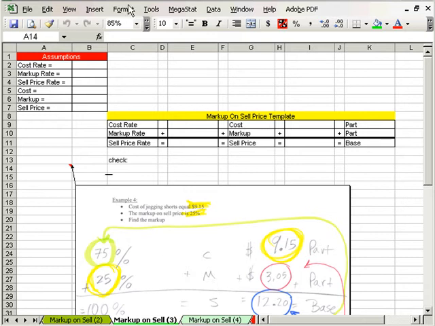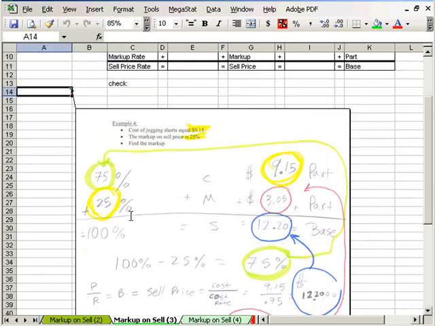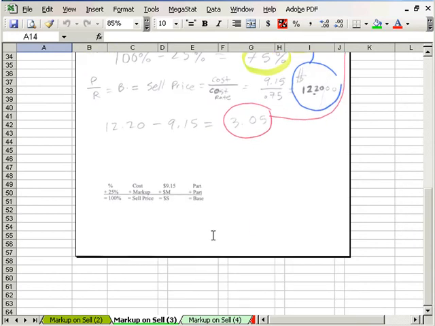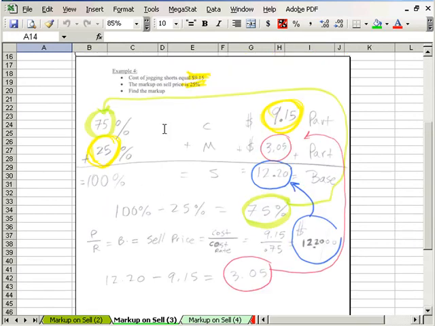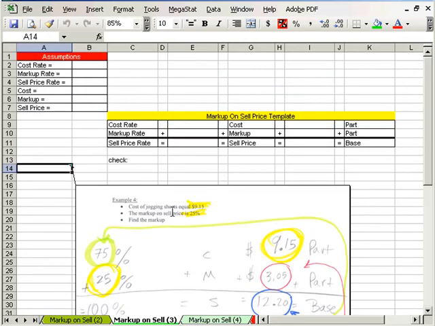Hey, we're in our workbook here. We're going to click on the sheet tab, Markup on Sell Price 3. Markup on Sell 3. Now, the PDFs have this slide number 12 of 25, the jogging shorts and the markup on sell price. The slide in the PDFs is incorrect. There's a little note at our website that says that. But the picture here inside of our workbook, and of course this vlog you're watching, will give you the real scoop on this problem here.